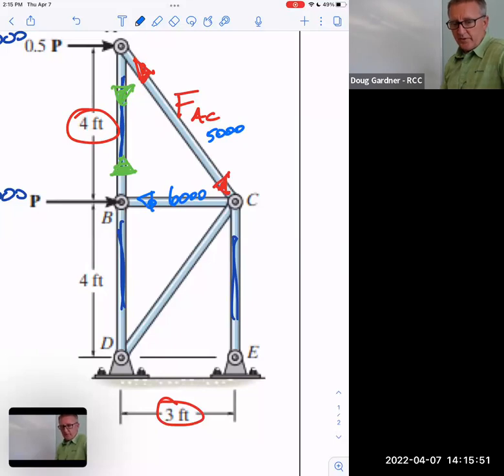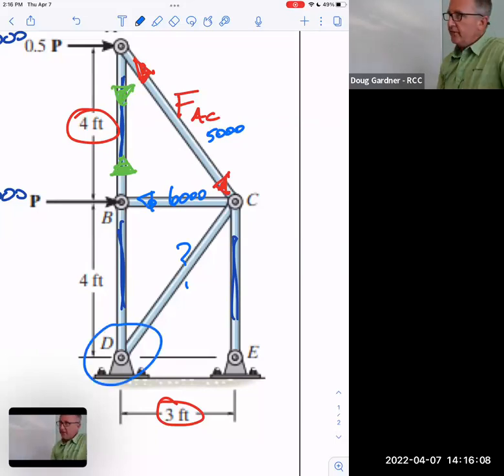The answer, unfortunately, is no. CE is vertical, so I definitely have to do the sum of the forces in Y, but unfortunately, this one is still not calculated. So I can't go to C and do the sum of the forces in Y right now because I don't know what that is. So how am I going to do this?